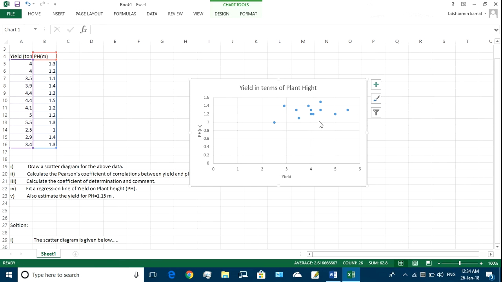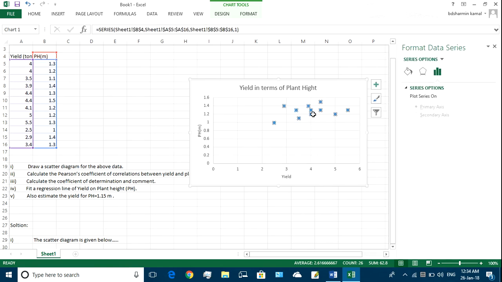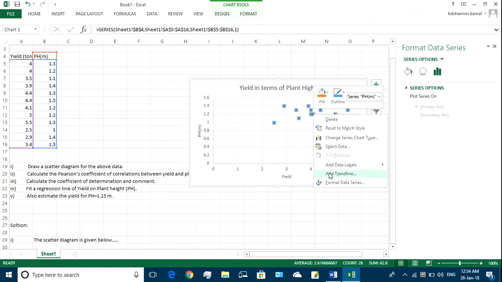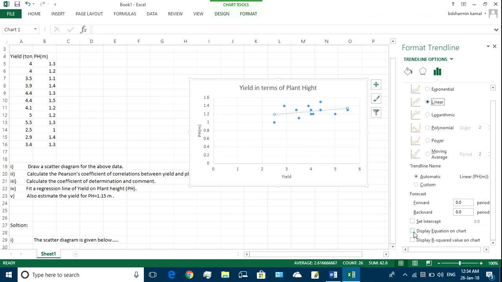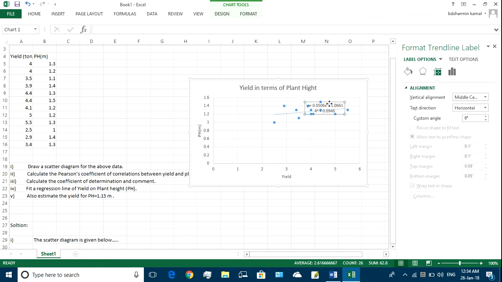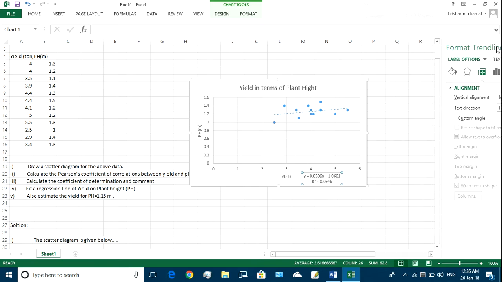Now let's draw the trend line. Point your cursor on the points, double click, and then in options select add trend line. You can see we have selected linear, and go below, mark these two options: display equation on chart and display R-squared value on chart. Now let's move the equation below. Okay, we are done.